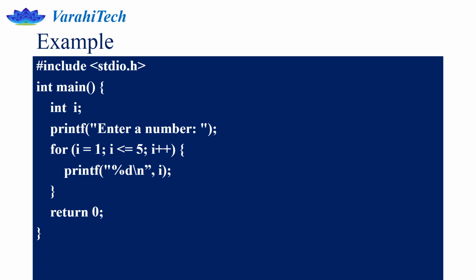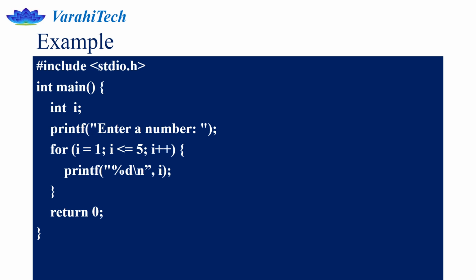Inside the loop body, the printf function is used to print the current value of i. Then after executing the loop body, the loop increments i by 1 and checks the condition again. If the condition is true, the loop continues to the next iteration. If the condition is false, the loop terminates and the program proceeds to the next line. The loop continues until the value of i becomes greater than 5.